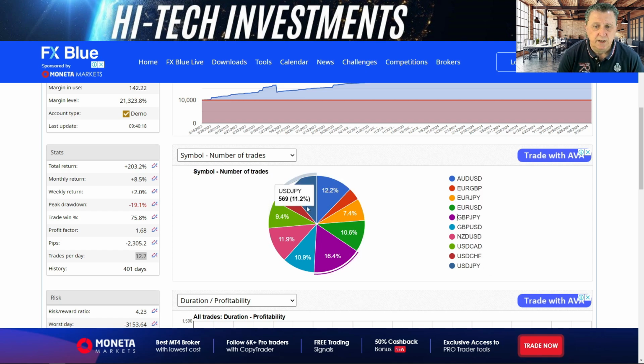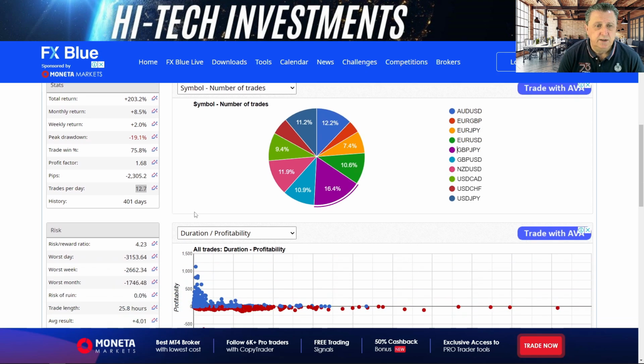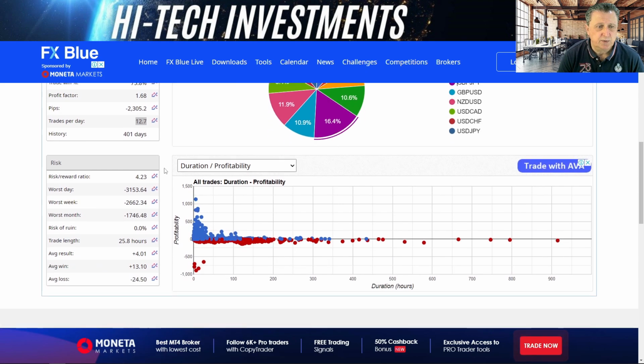So again, you can have a look, see which ones you like. You can pick them out. Also, if you go in later on, have a look at our website and then decide, I don't want to trade these particular ones. You can see what it actually means when we go and have a look at the individual currency pairs. History, 401 days, as we talked about. Risk reward ratio is about 4. Worst day that we did was 3,153, but this particular one is in minus. And also worst week is minus 2,662.